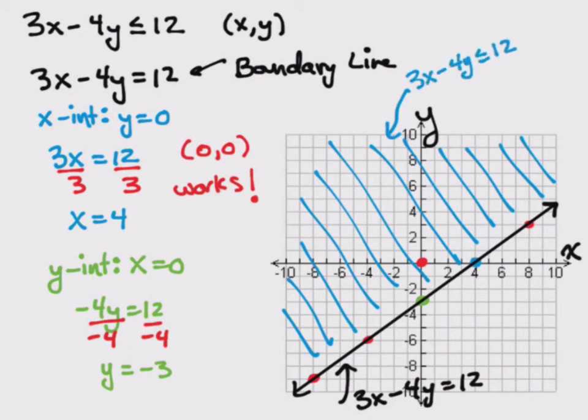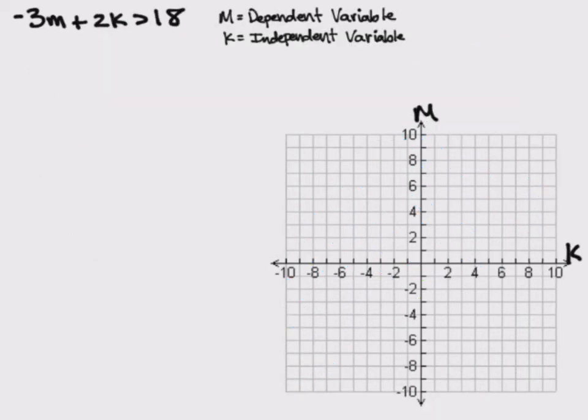And that's our second strategy for graphing these inequalities with two variables. Alright, now let's graph all of the solutions to the inequality negative 3m plus 2k is greater than 18. Two big differences. The obvious one is we're not using x and y anymore, we're using m and k, so let's let m be our dependent variable, k be our independent variable, and we're dealing with an inequality where we have something as strictly greater than 18, and not greater than or equal to.